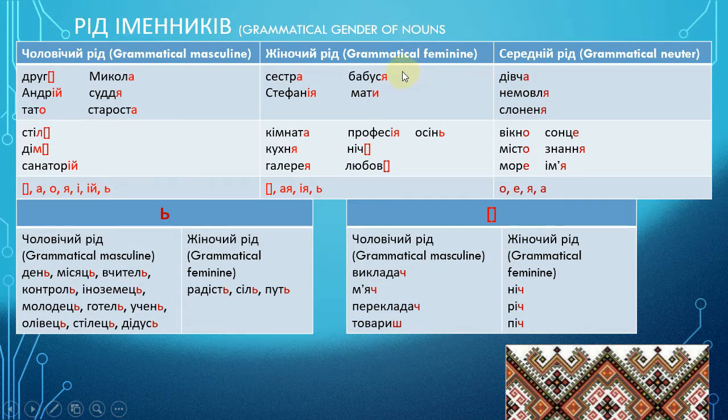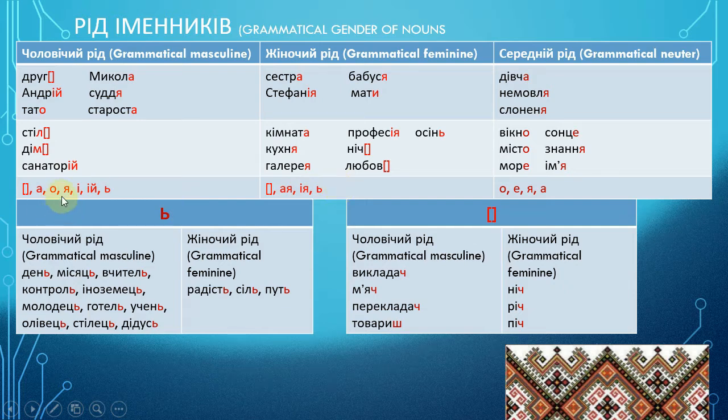In grammatical feminine, жіночий рід, the majority of the endings are а, я, ія. But we have the word мати, which means mother, and here we have ending и. So you can see сестра, Стефанія, it's a name, бабуся, мати. And some objects. Кімната, the room, кухня, the kitchen, галерея, the gallery, професія, a job, profession, ніч, night. Here we see that we have no ending. Любов, love. Here we see we have no ending. And we have in the ending sometimes soft sign. For example, осінь. So the typical endings: no ending, ending а, я, ія, soft sign.